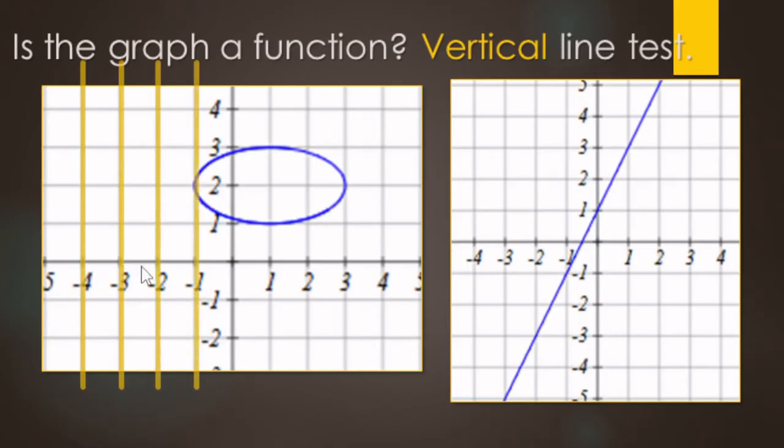That one's fine, that one's fine, that one's fine. Even -1 is fine because it only crosses once there. But check it out. As soon as we get to 0, there we go. We have two different spots where the yellow line crosses the blue graph. So no, not a function there.